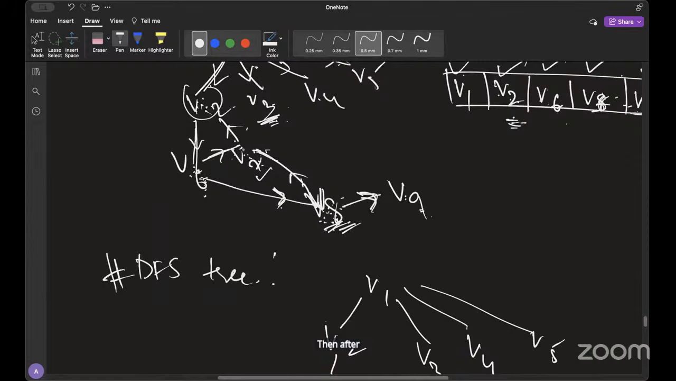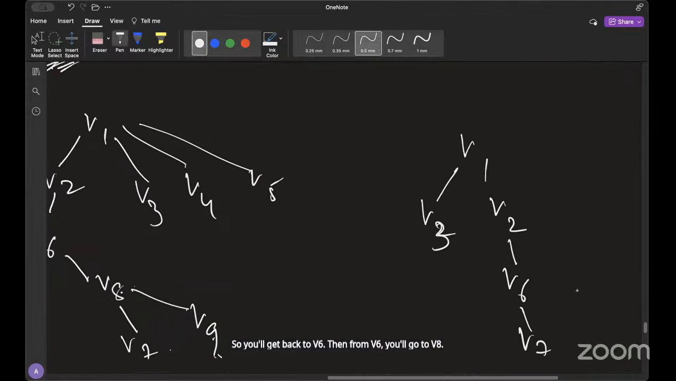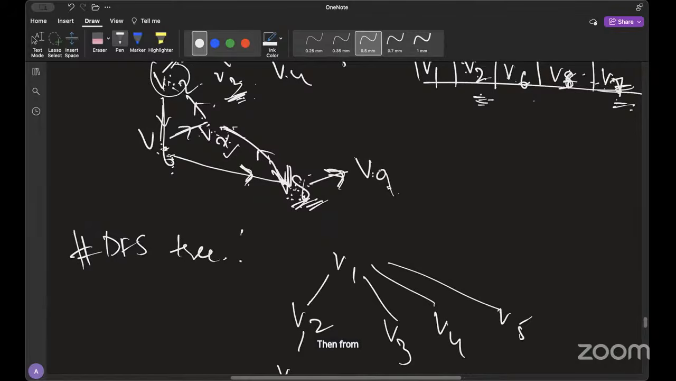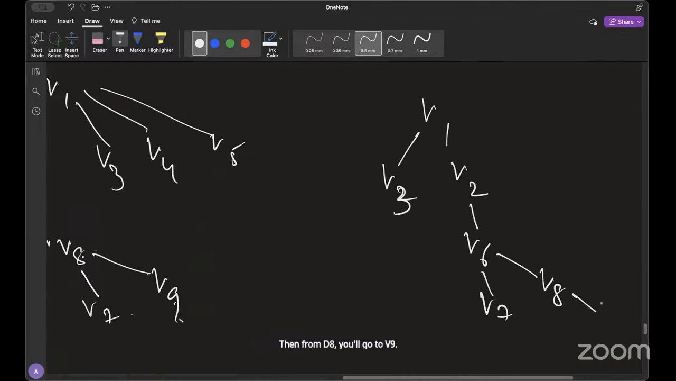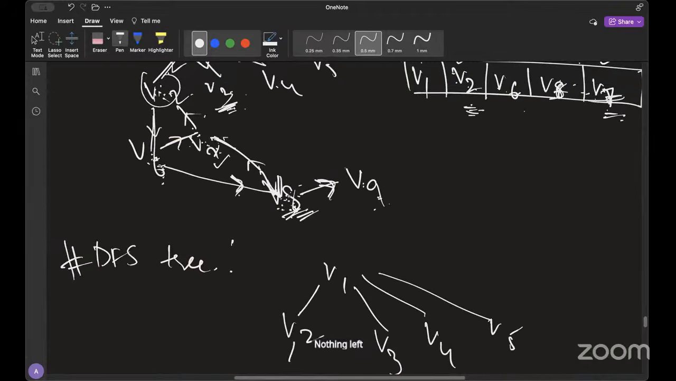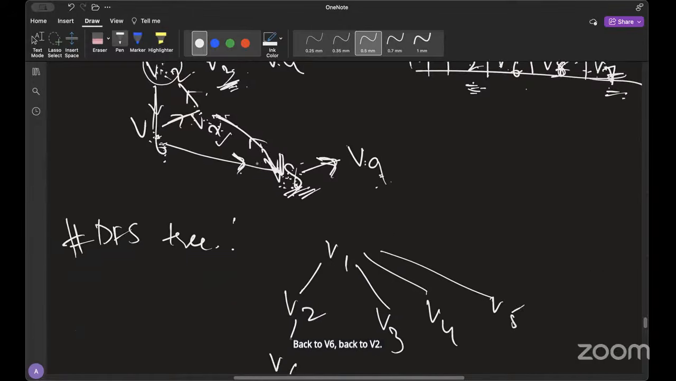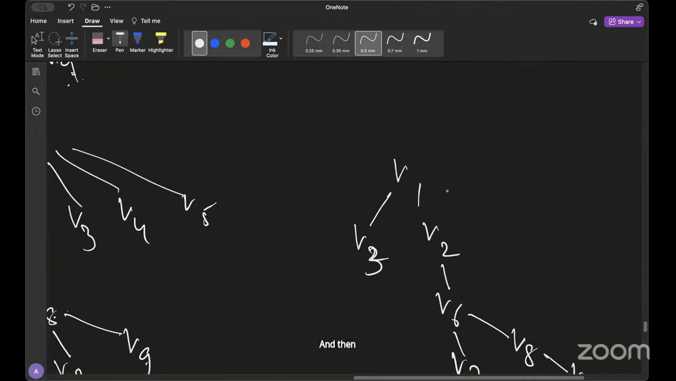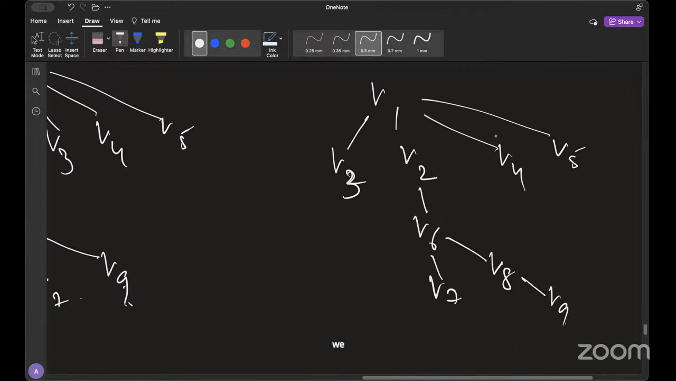Then after V7, you won't have anything, right? So you'll get back to V6. Then from V6, you'll go to V8. Then from V8, you'll go to V9. Nothing left from V9. So back to V8, back to V6, back to V2, and then back to V1. And then V4, V5. This is also a DFS tree.